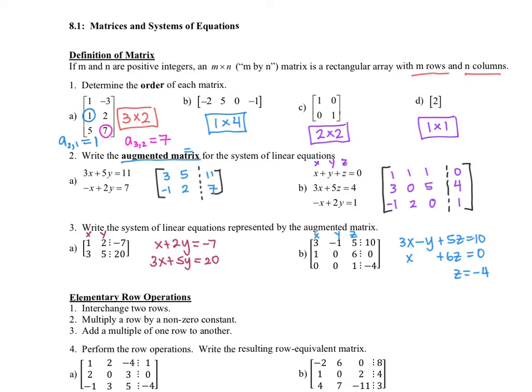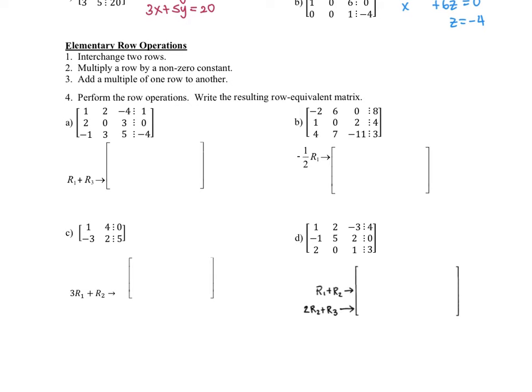Okay, the last thing we're going to do is just play with elementary row operations so we can make row equivalent matrices. The first thing you can do in an elementary row operation is you can interchange two rows, and we do indicate this. Whatever move we do, we're going to indicate how we change the matrix.